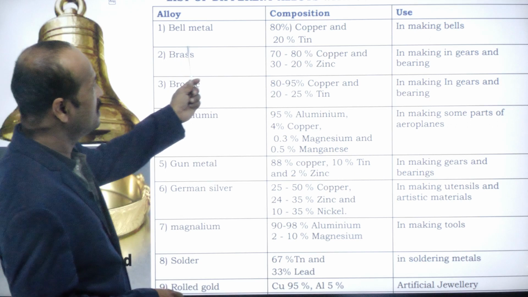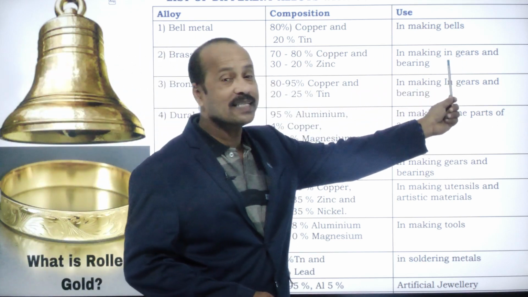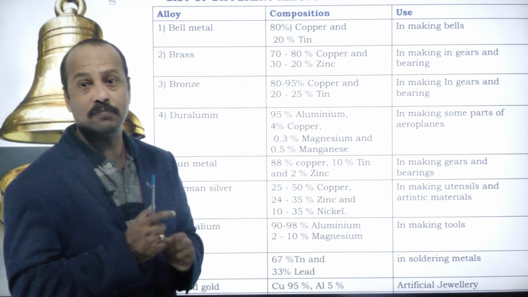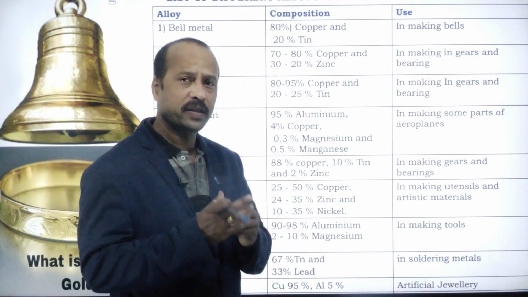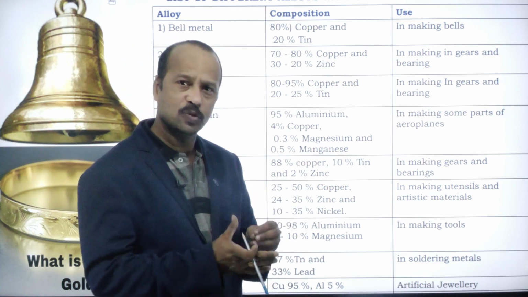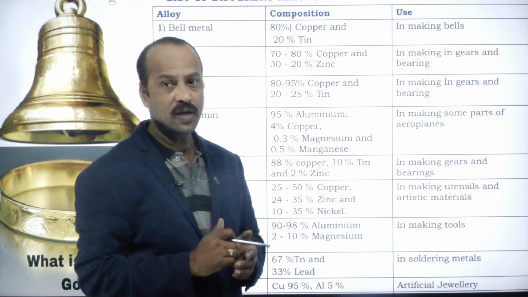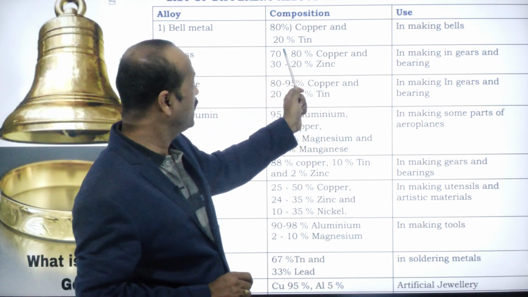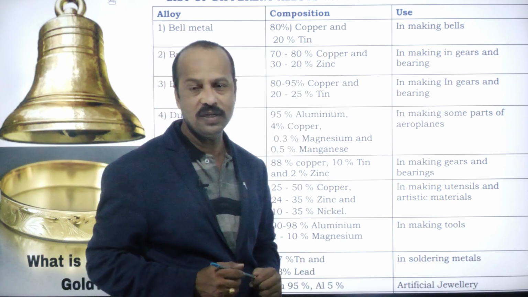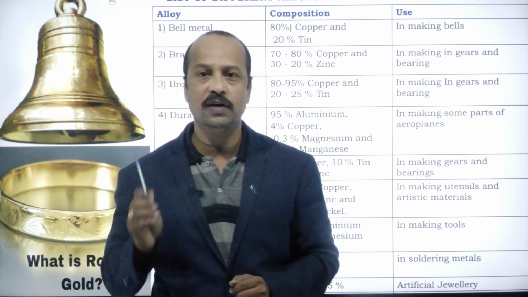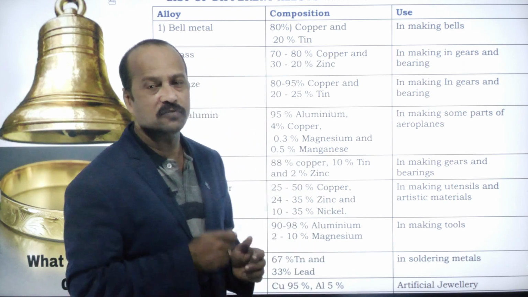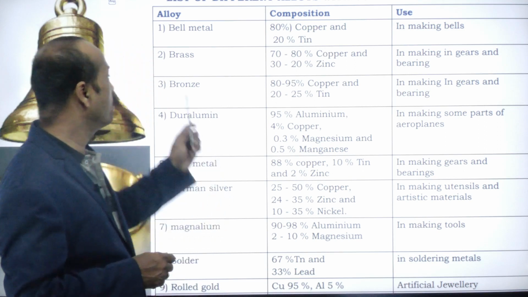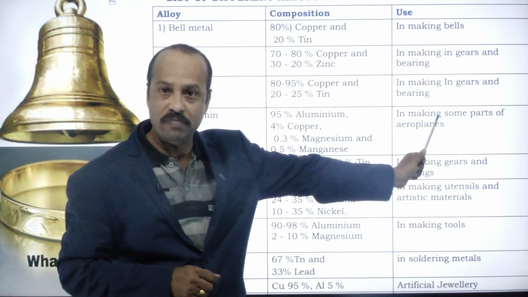This is brass, and it is used in making gears and bearings, the ball bearings used in vehicles. Nowadays it is used in cycles, two-wheelers, and even in fans. Brass is also made of copper, but instead of tin, zinc is used. So 70 to 80% copper and 20 to 30% zinc are mixed with each other and made into an alloy, and this is called brass, which is used in gears and bearings.